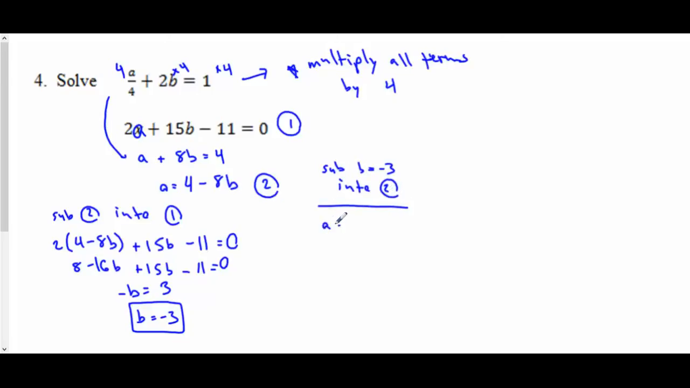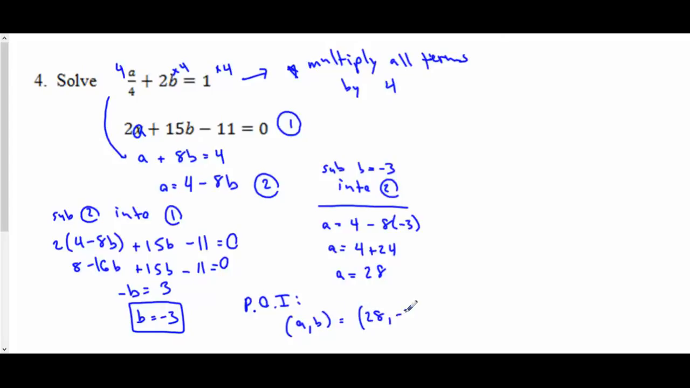So I'm left with a equals 4 minus 8 times negative 3, which is 4 plus 24, or 28. So my point of intersection, a, b, equals 28 and negative 3.